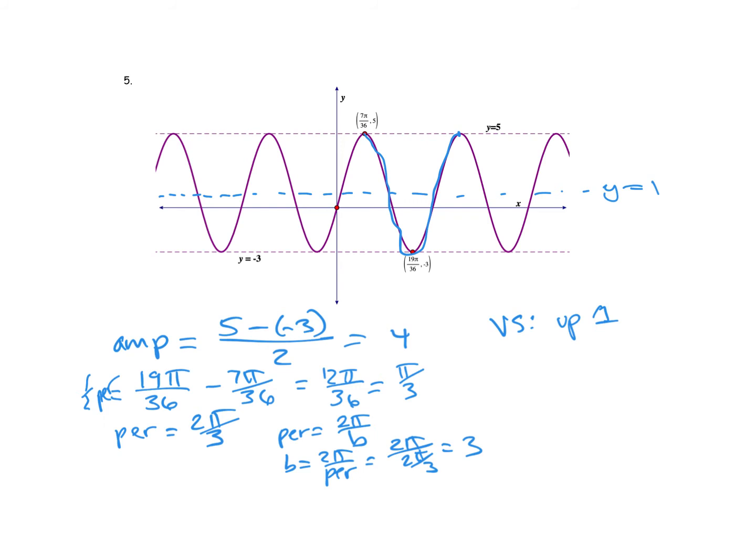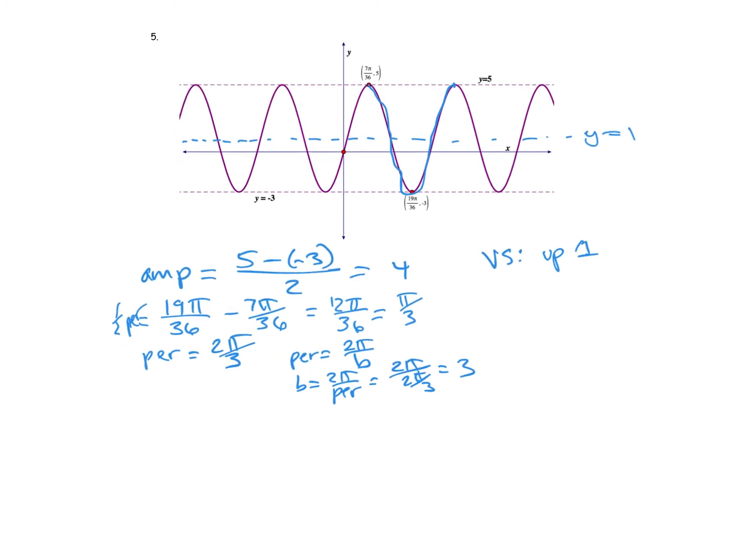Okay, almost there. So here's what I've got: an amplitude, a vertical shift, and that b value. Now I just need the phase shift, because I'm noticing that along the y-axis, I'm not starting right on the midline, and I'm not starting at a highest or lowest point. So both the sine and cosine are going to have phase shifts. Now, given I have this point here, which is a high point, I think I'm going to start by doing a cosine function.